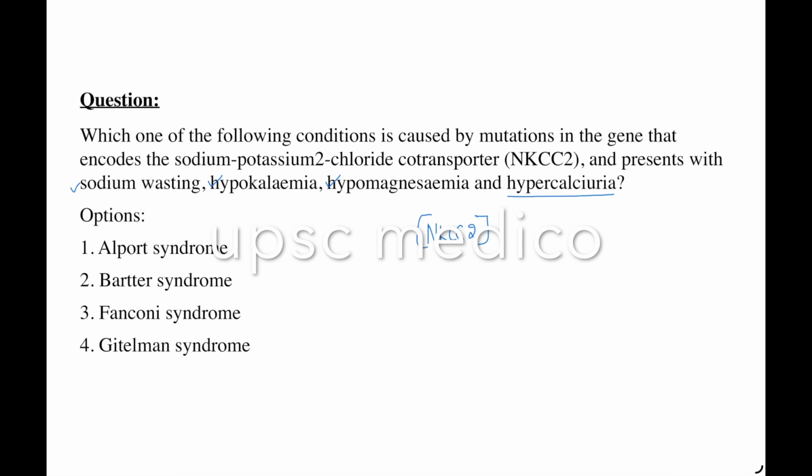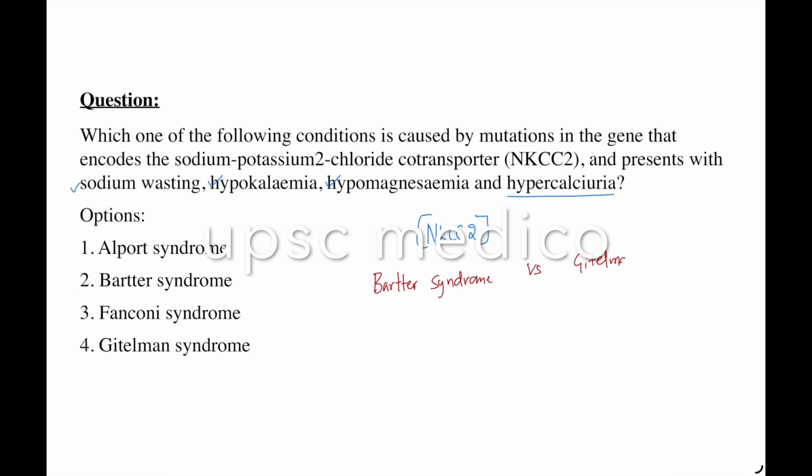Okay, so when I look at this question, what comes into my mind is an important concept for NEET PG, INI-CET or CMS exams, that is the difference between Bartter syndrome versus Gitelman syndrome, because I have seen so many questions being asked on these two topics. Okay, so many questions have been asked.